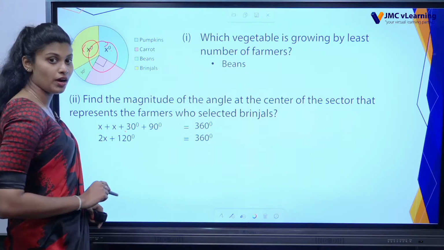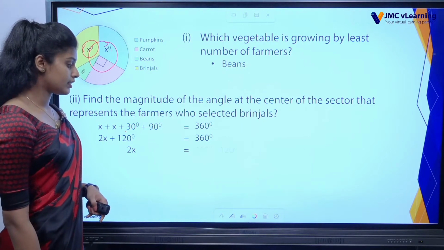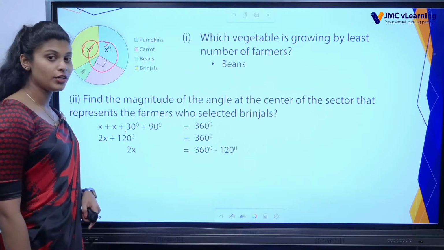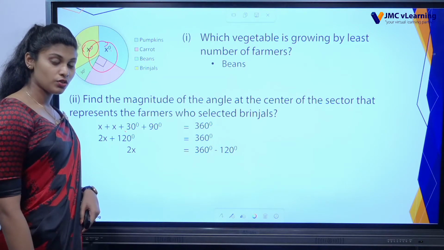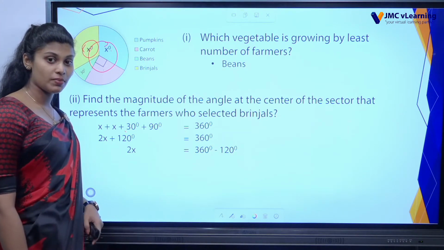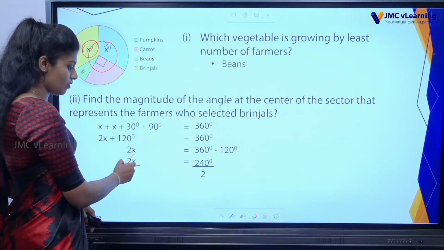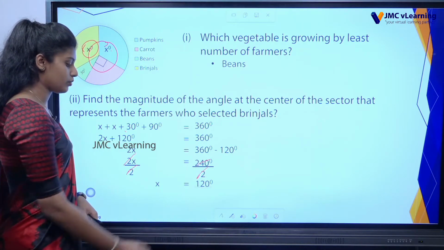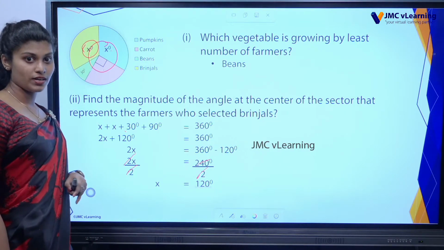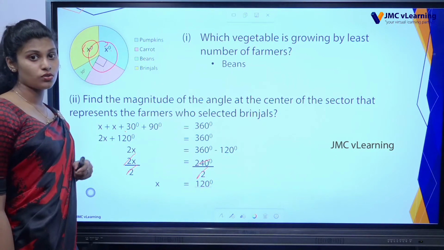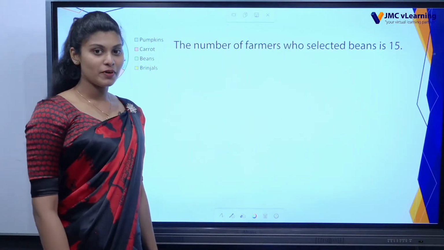Then you can take that 120 to the other side. Then 2x is equal to 360 subtract 120. Now you have to take x as the subject. So you have to divide both sides by 2. Let's divide both sides by 2. Then what is the answer? By dividing this one, you get 120. Then this value is 120. That means pumpkins also show 120. Now let's see the next part of the sum.